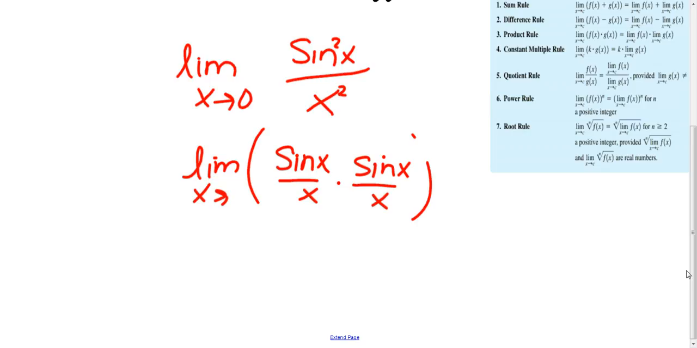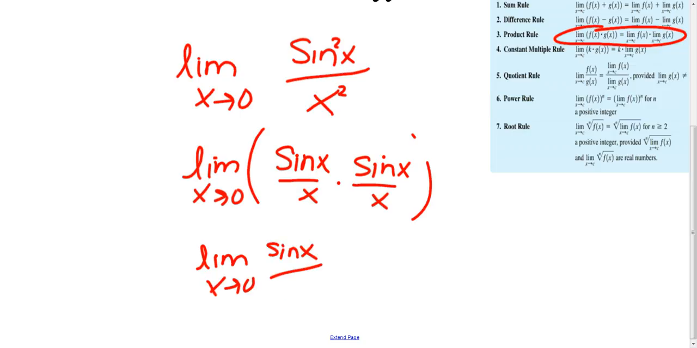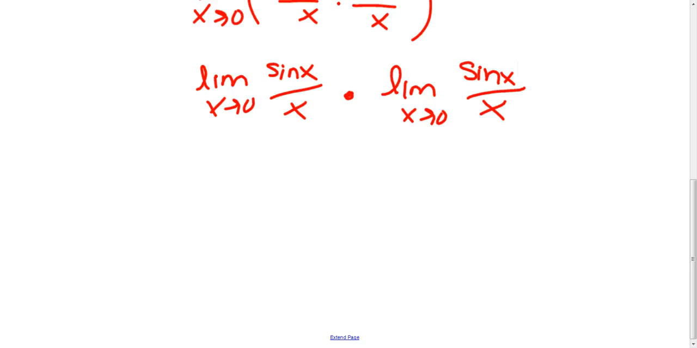Okay, and now you can use the product rule, where if you're finding the limit of two quantities multiplied together, you're really finding the limit of each one of them separately. So this will be the limit as x approaches 0 of sine x over x times, again, the limit as x approaches 0 of sine x over x. When you're finding the limit of two quantities multiplied together, find the limit of each one of them, and then multiply your answers.